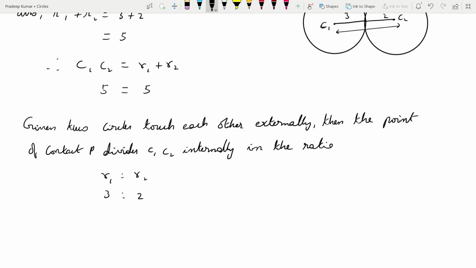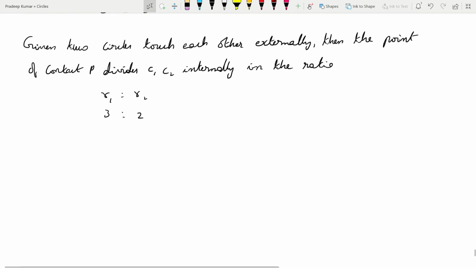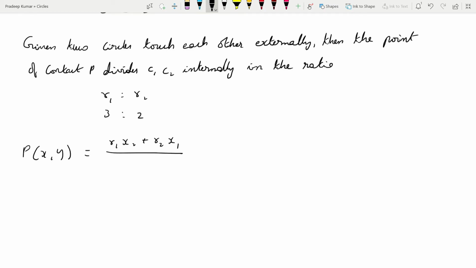Alright, so now we'll use all these values. Using this, we can find the point of contact of these two circles. Whenever the circles are touching externally, the point of contact is given by the formula P(x, y) = (R1x2 + R2x1)/(R1 + R2), (R1y2 + R2y1)/(R1 + R2). This is the formula we'll use here, where this is R1 and this is R2.